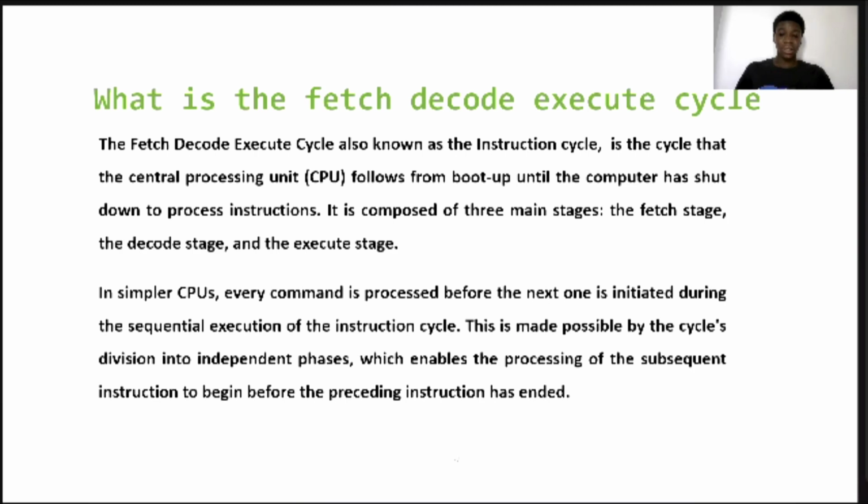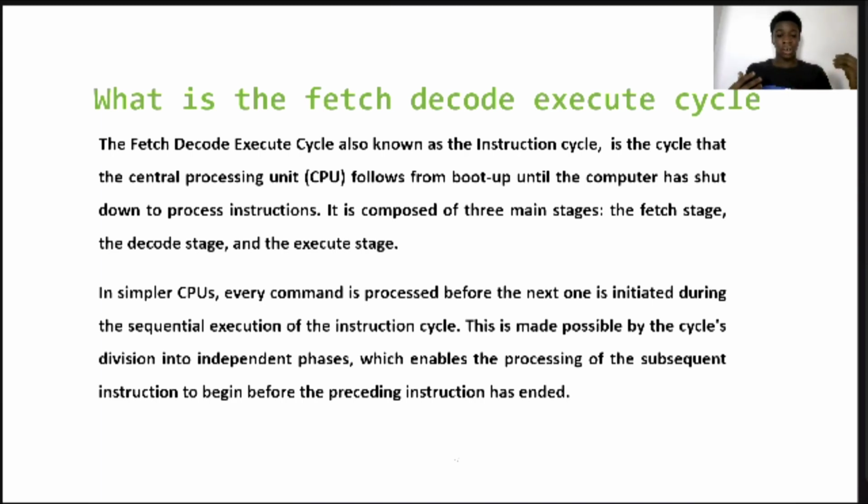So in simpler CPUs, every command is processed before the next one is initiated. So it's trying to say instructions are processed one at a time. One has to be processed before the next one is initiated. But currently, in newer generation machines, we have cores and CPUs, which help process information faster.